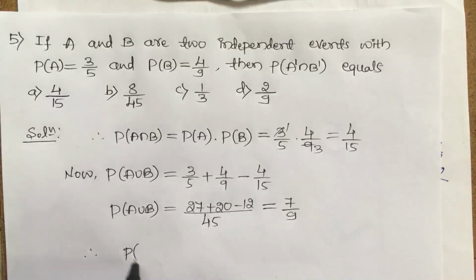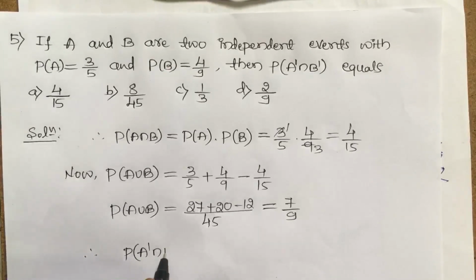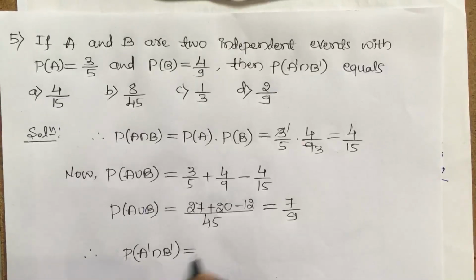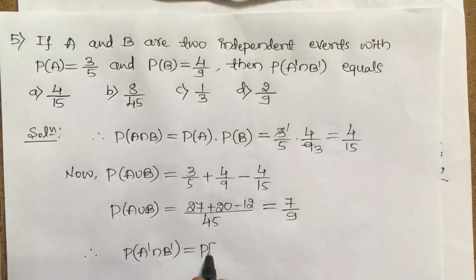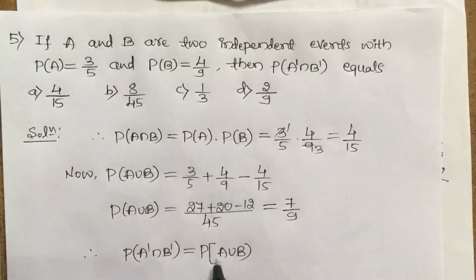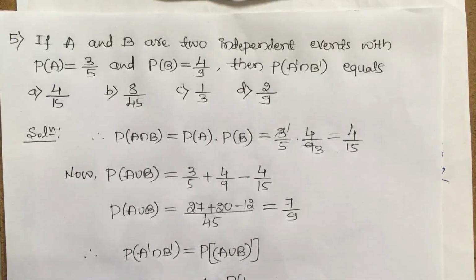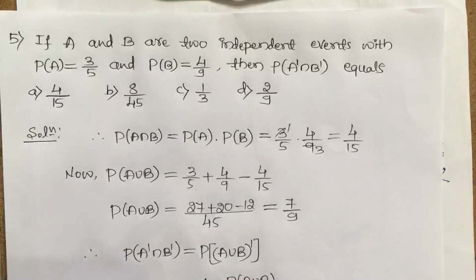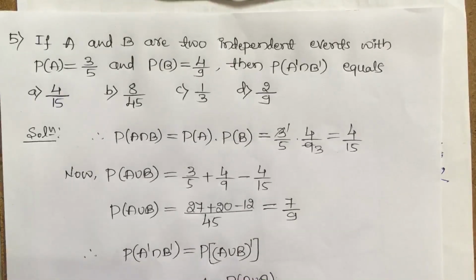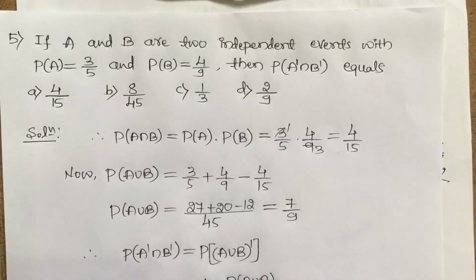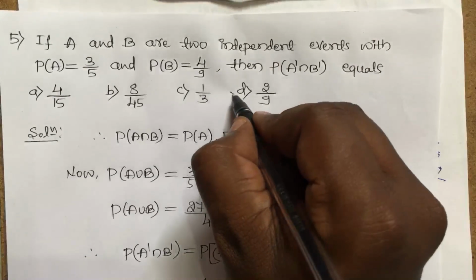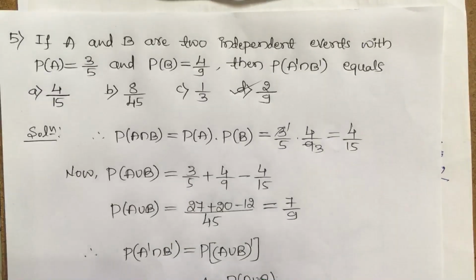Therefore P of A dash intersection B dash is equal to P of A union B the whole dash. So what is P of A union B the whole dash? It is 1 minus P of A union B. Now 1 minus 7 by 9, so we get 9 minus 7, which is 2, so 2 by 9. Hence the answer is option D. So this is all about the fifth question.